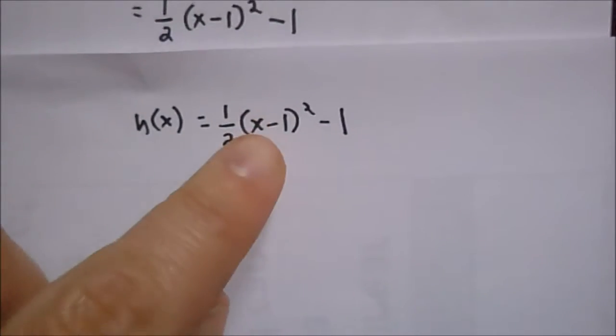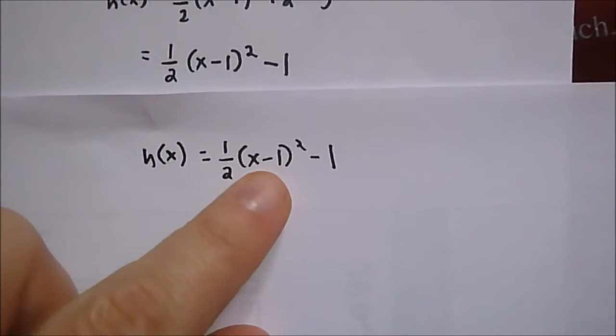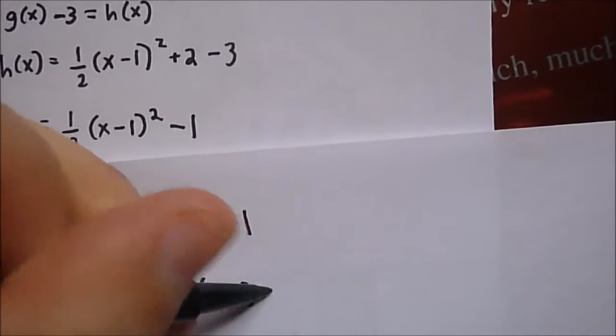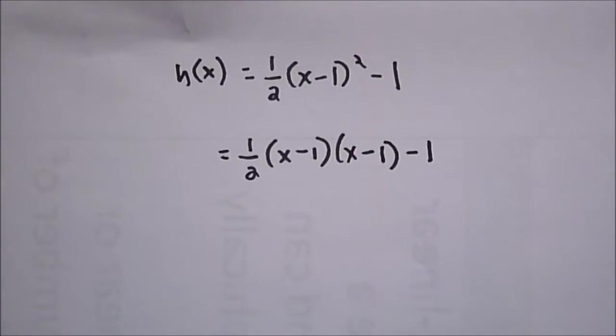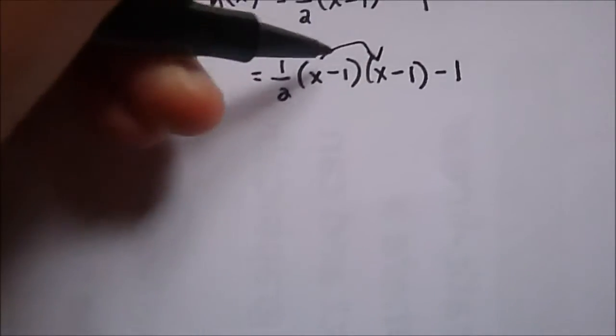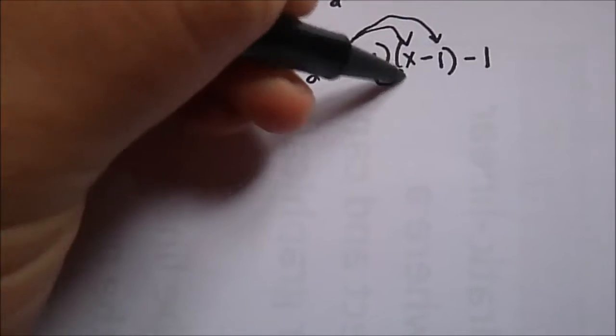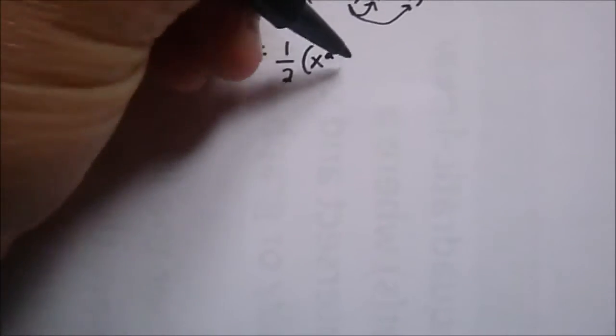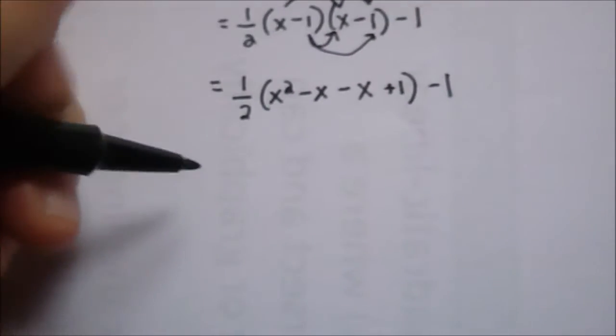I now need to distribute this term in the center. 1/2 times (x minus 1) times (x minus 1) minus 1. Excuse the phone ringing. I can then distribute my binomials here. I'm going to keep the half out front for now. This becomes x squared minus x plus 1. Combine my like terms.